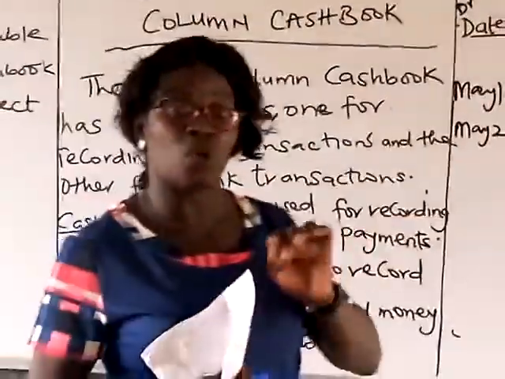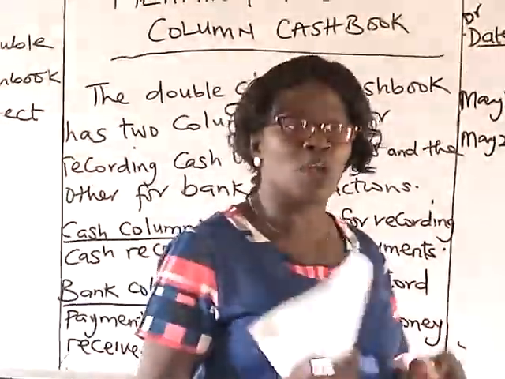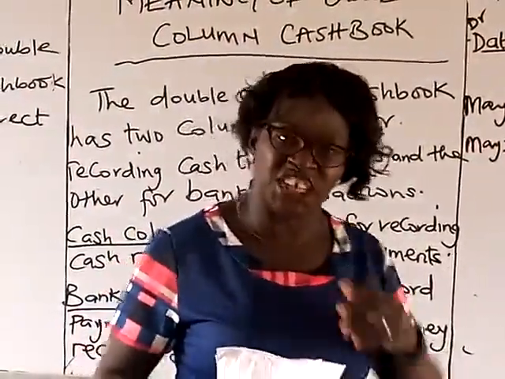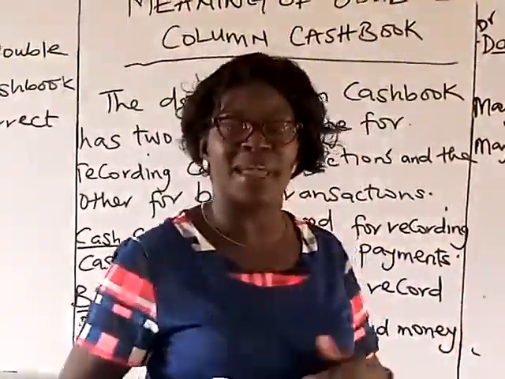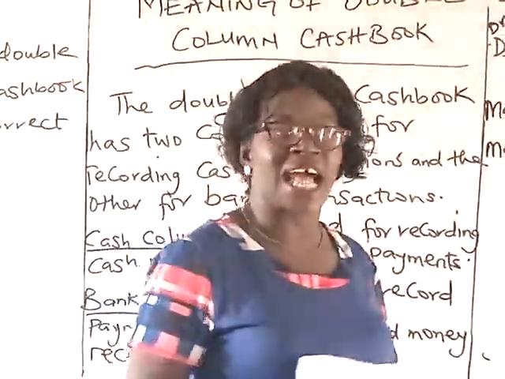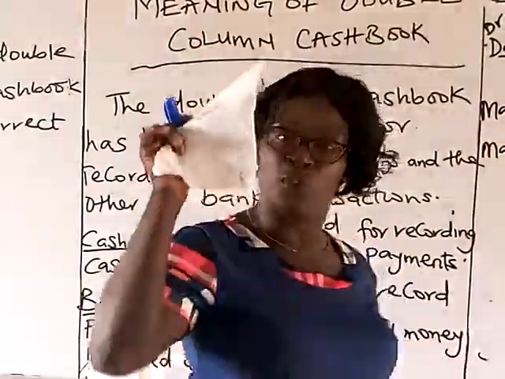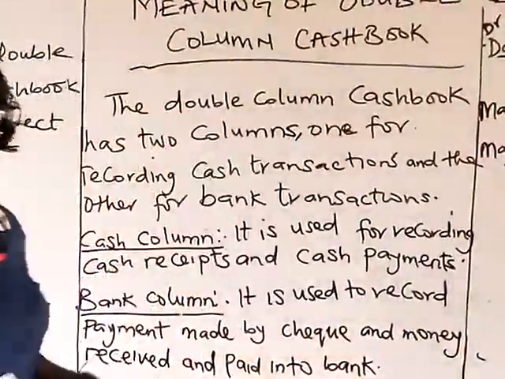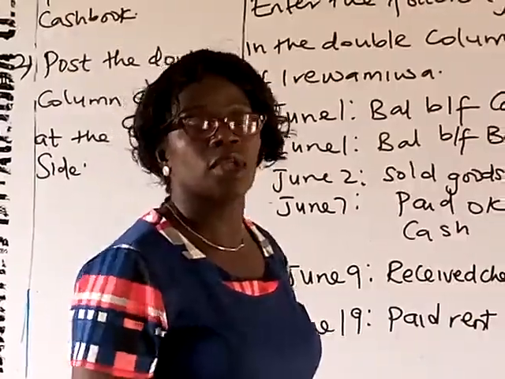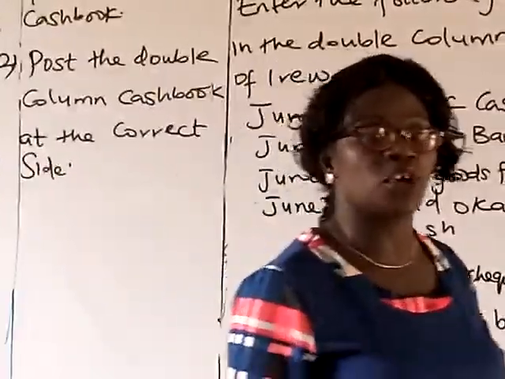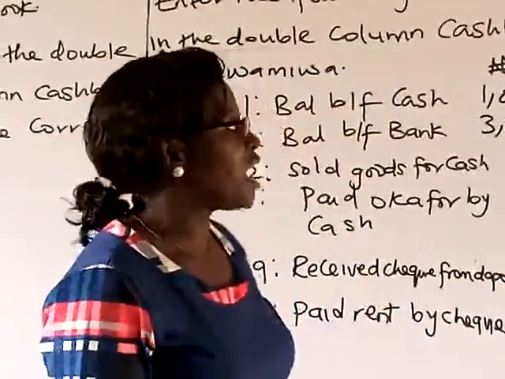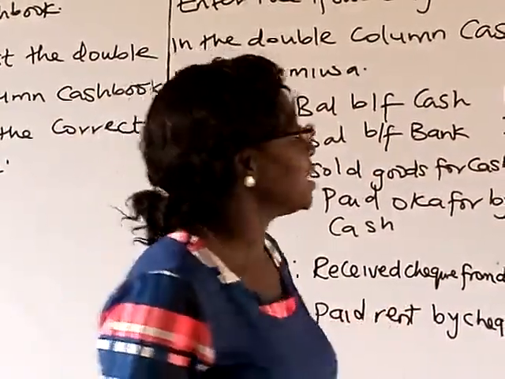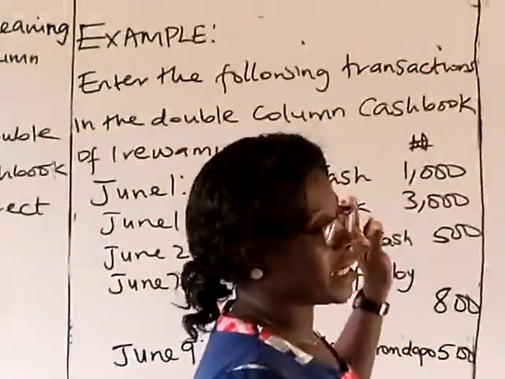Then under the second column, which is the bank column, what do we record under the bank column? Any payments made by check, that is, any goods you bought by check, and any money received and paid into bank, you are going to record them under the bank column. So I've explained the definition of double column cash book. I told you earlier on that we have the format. We have two sides: the debit side and the credit side.